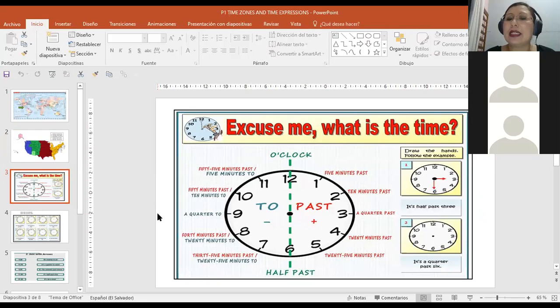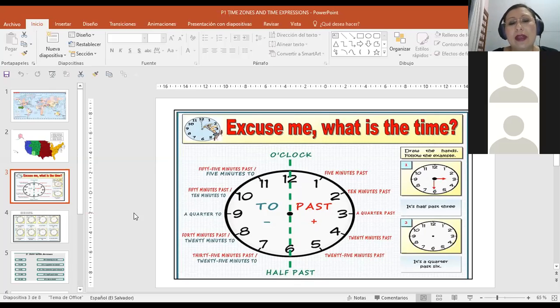Excuse me, what is the time? Normalmente aprendemos a decir, excuse me, what time is it? Y es correcto, ¿verdad? Es correcto decir, what time is it? ¿Qué hora es? Pero también podemos preguntar, excuse me, what is the time? Disculpe, ¿cuál es la hora?